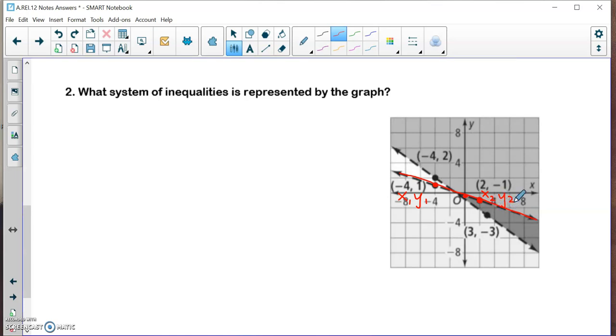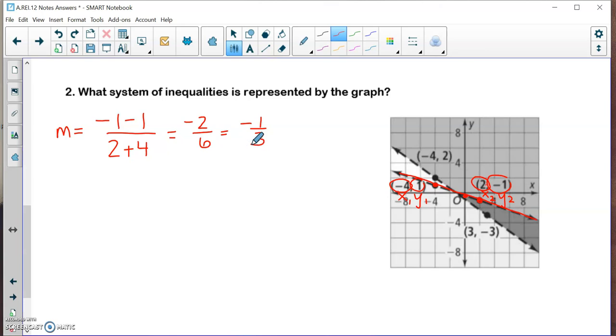Now I'm going to go through the process of finding the slope and then writing my equation in slope-intercept form and then changing it into an inequality. So my slope formula for my red line would be y2, which is -1, minus y1, which is 1, all over x2, which is 2, minus x1, which is -4. So minus a -4 is really a +4. So I wind up with -2 over 6, which reduces to a slope of -1/3.